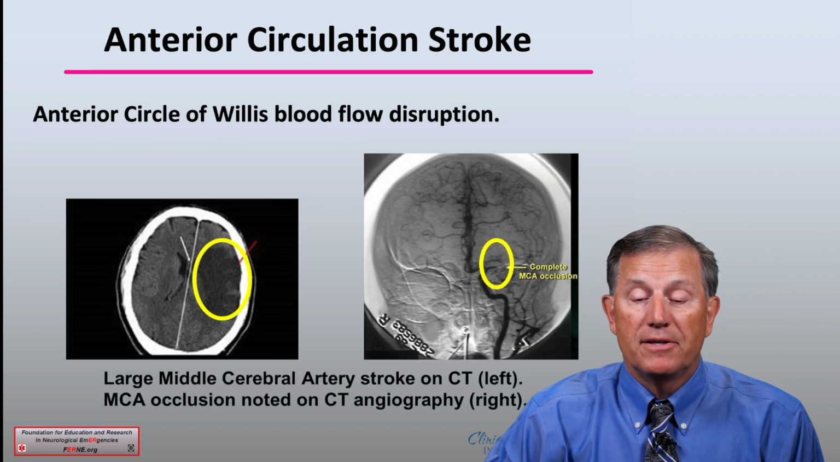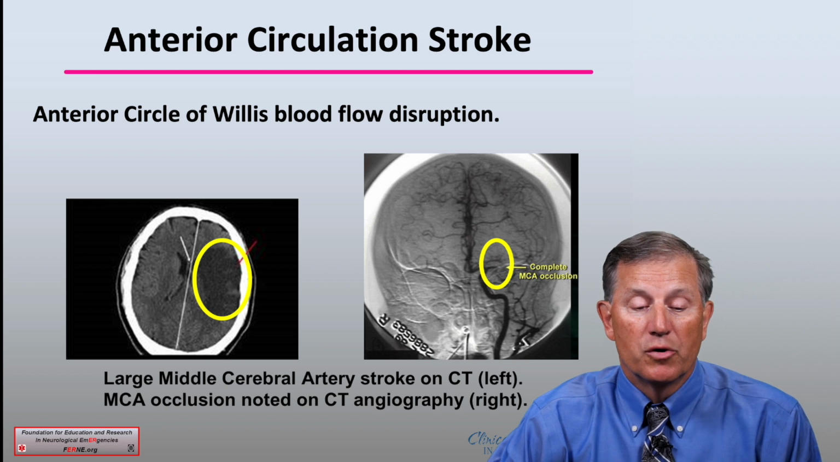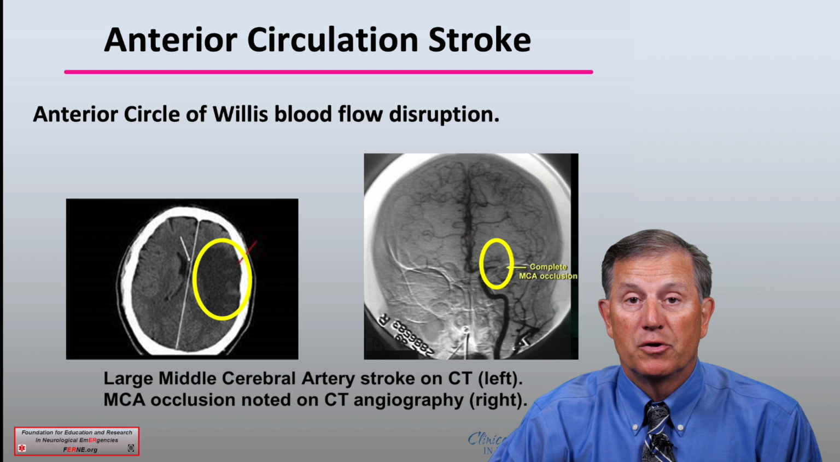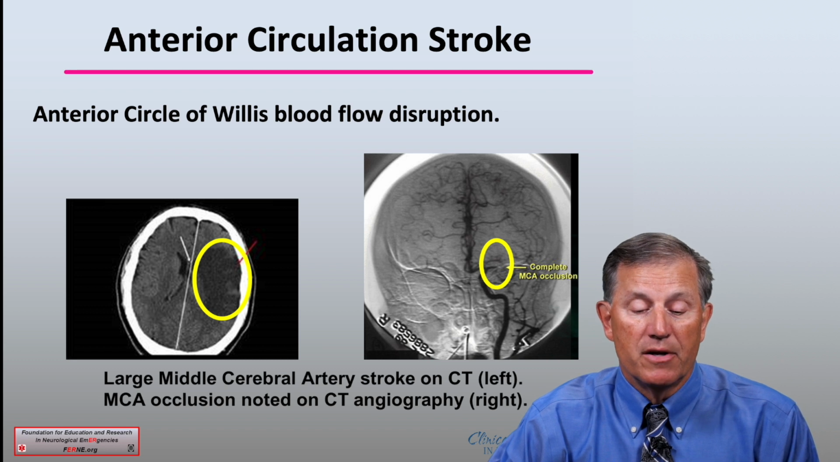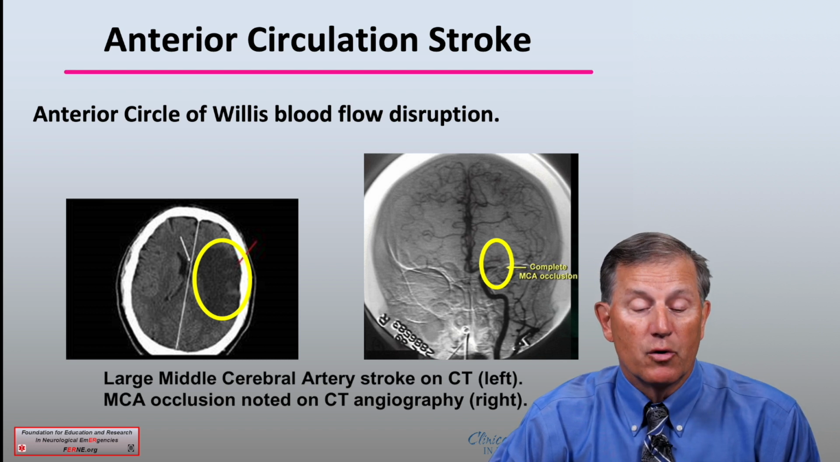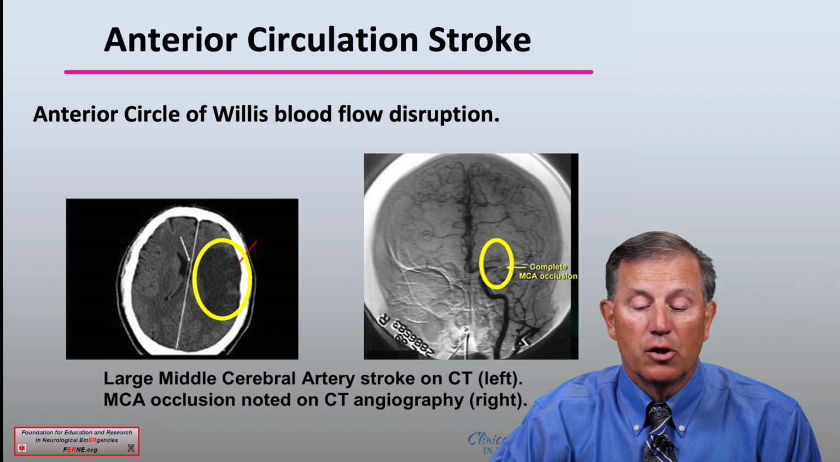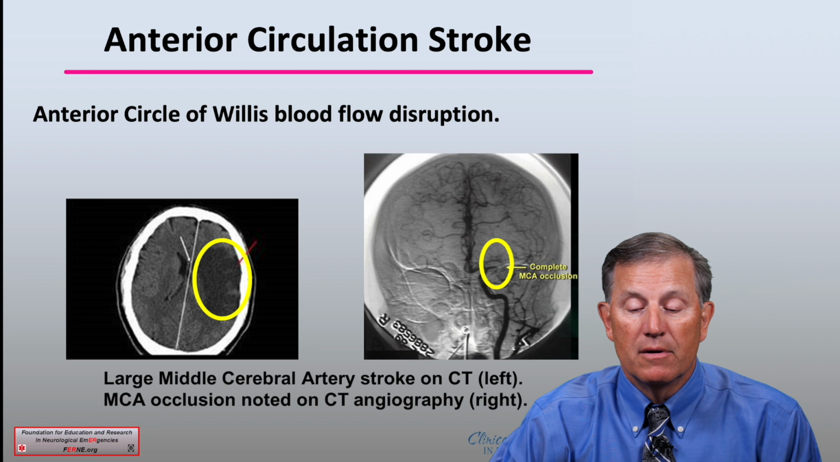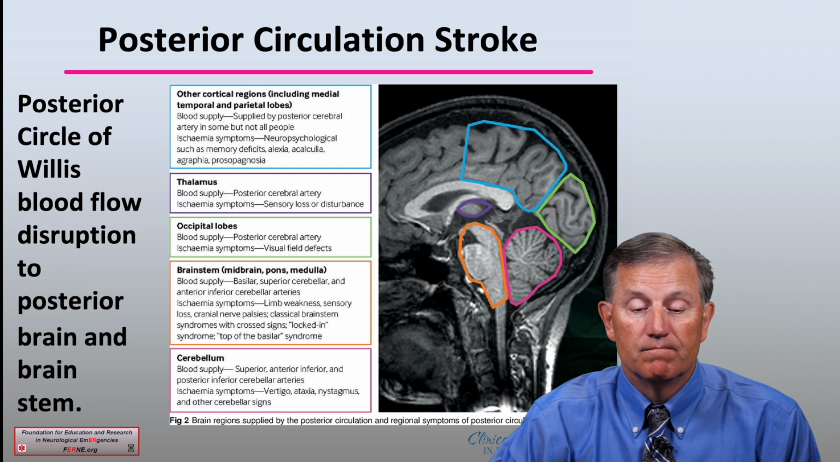When we talk about anterior circulation stroke, we're talking about anterior portions of the circle of Willis and blood flow disruption in those areas. You can see on the left there's a large middle cerebral artery seen on CT, and on the right you can see there's an MCA occlusion noted on CT angiography in the yellow circle.